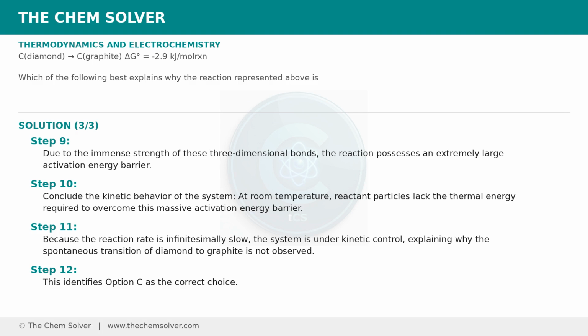Conclude the kinetic behavior of the system. At room temperature, reactant particles lack the thermal energy required to overcome this massive activation energy barrier. Because the reaction rate is infinitesimally slow, the system is under kinetic control, explaining why the spontaneous transition of diamond to graphite is not observed.